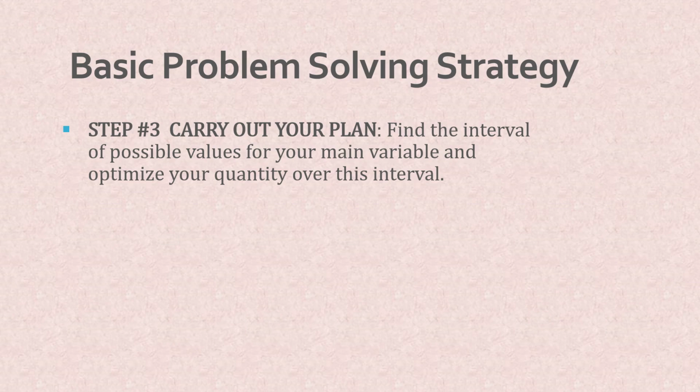Step 3, carry out your plan. As always, we're going to have to implement some sort of equation solving strategy. In this case, we'll find the interval of possible values for our main variable, and then we're going to optimize our quantity over that interval. Usually find the critical point, test some endpoints if necessary.